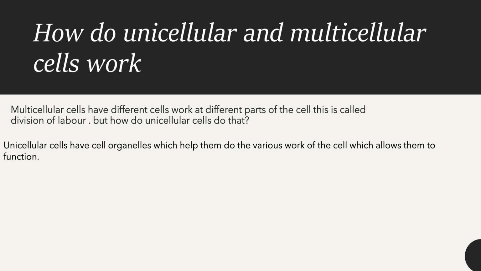How do unicellular and multicellular organisms work? Multicellular organisms have different cells work at different parts of the body. This is called the division of labor. But how do unicellular organisms do that? Unicellular organisms have cell organelles which help them do the various work of the cell, which allows them to function.